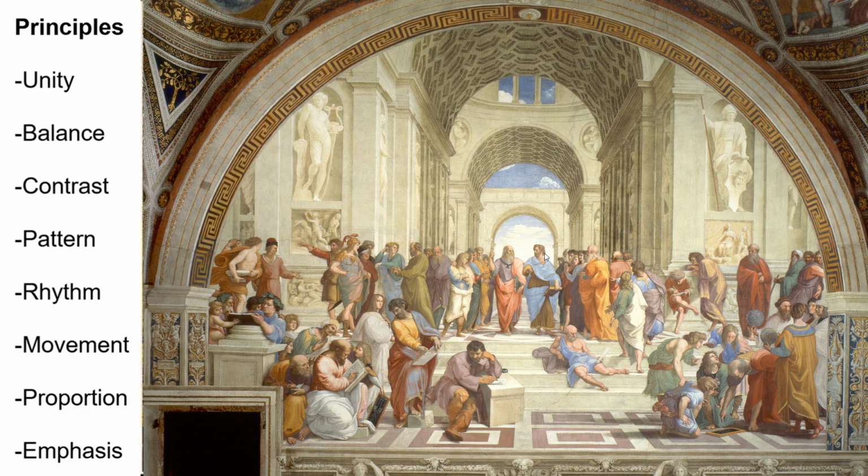And also for emphasis, these guys at the top of the steps, they're right in the center of the artwork. They're kind of framed by this archway. They've got strong contrast with the light sky behind their head. I think Raphael intended for these guys to have the strongest emphasis. He wanted them to be the main focal point. All of the vanishing points in the architecture go right to these guys in the center, showing strong emphasis.